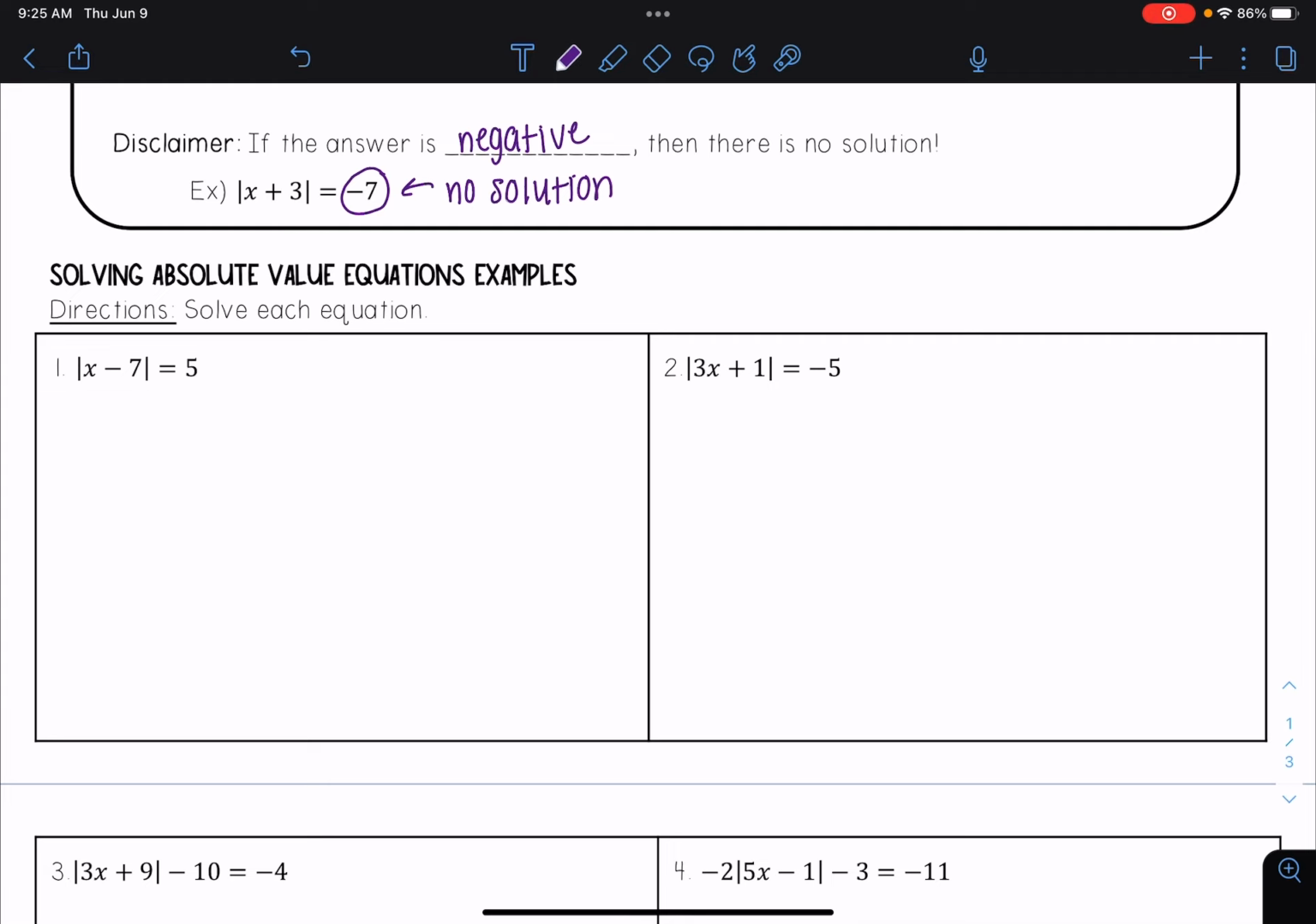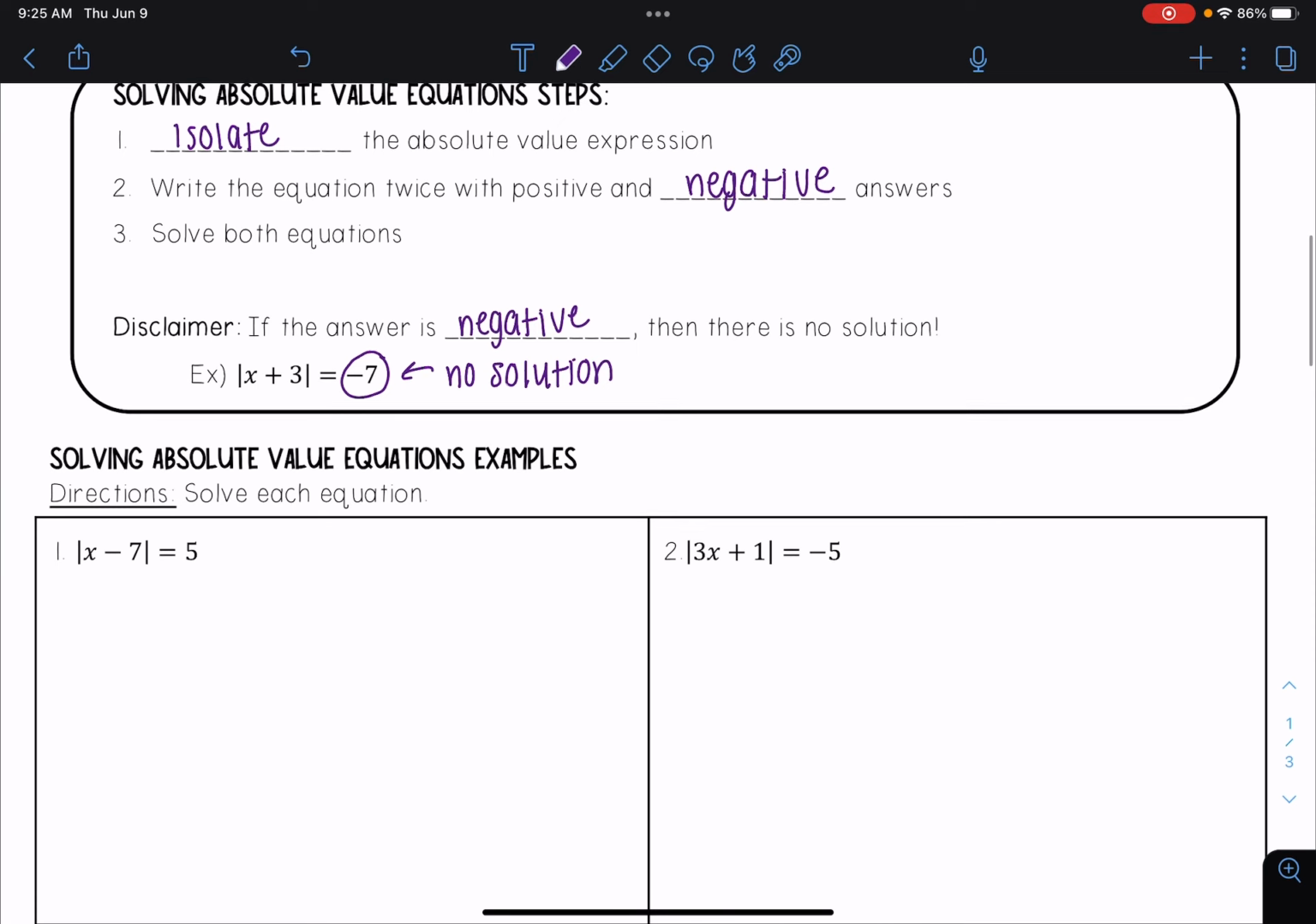At first I have the absolute value of x minus 7 is equal to 5. I know my first step is to isolate the absolute value expression. I see this is already isolated, it's by itself on the left-hand side. So my second step is to write the equation twice with positive and negative answers. I'm going to rewrite this with x minus 7 is equal to positive 5, or x minus 7 is equal to negative 5. So I drop the absolute value and I write 2 equations. And now I just need to solve.